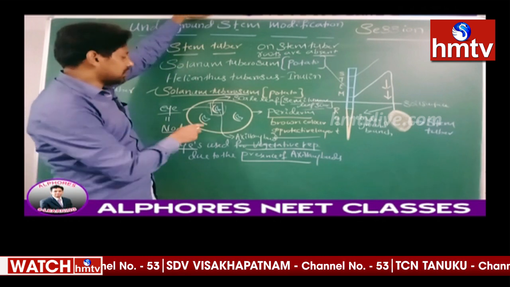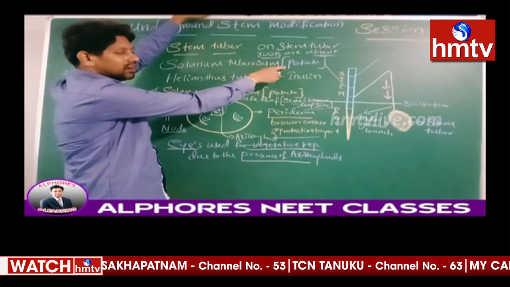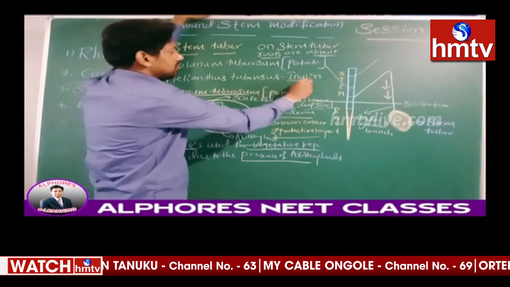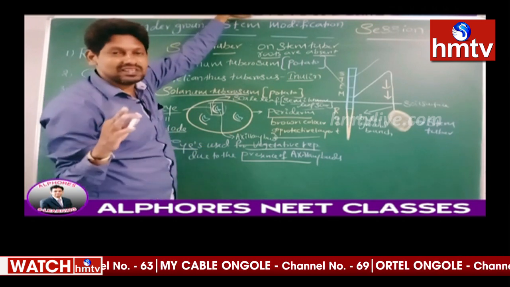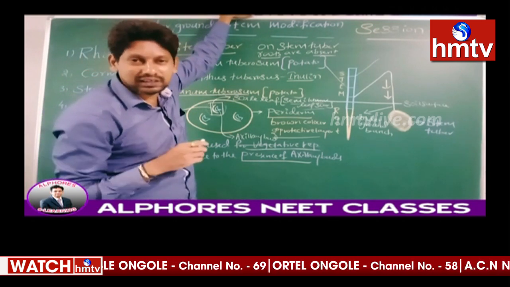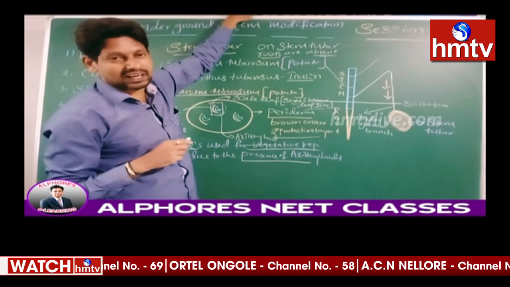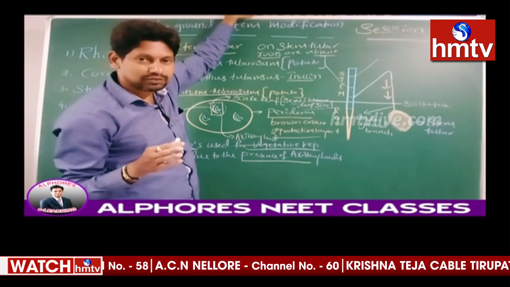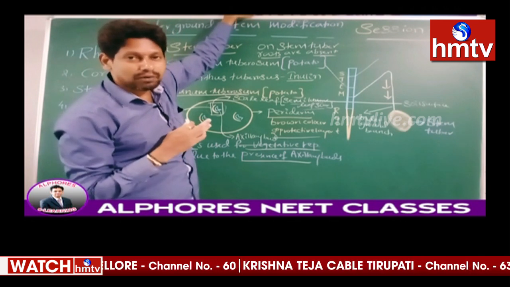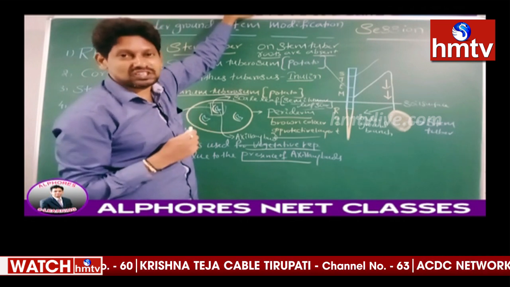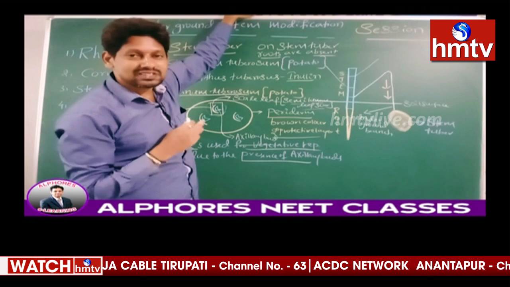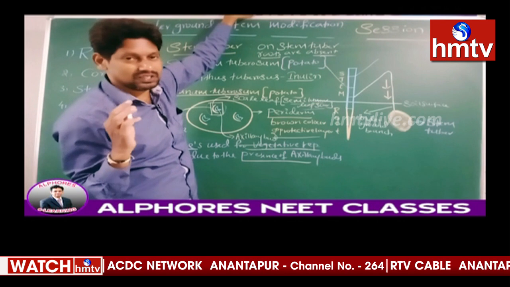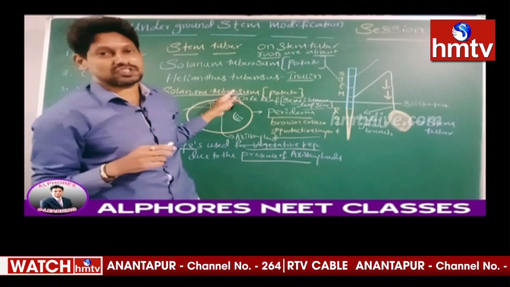Therefore, the stem tuber of potato stores food in the form of starch. The stem tuber of Helianthus tuberosus stores food in the form of inulin. Starch is a polysaccharide made up of many sugar units. Inulin is also a polysaccharide made up of many sugar units. But starch is a polymer of glucose, whereas inulin is a polymer of fructose. Is it okay? With this, we completed stem tuber, right?